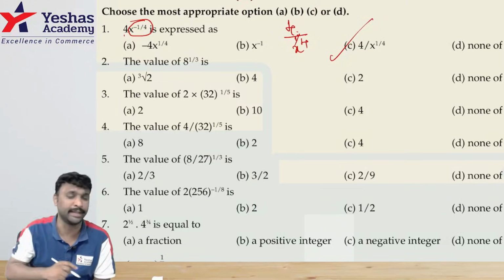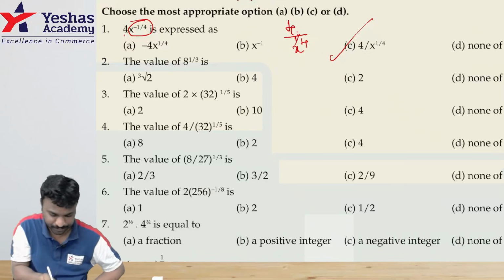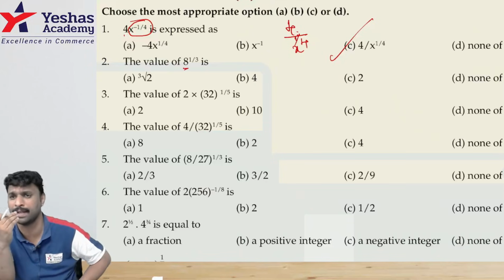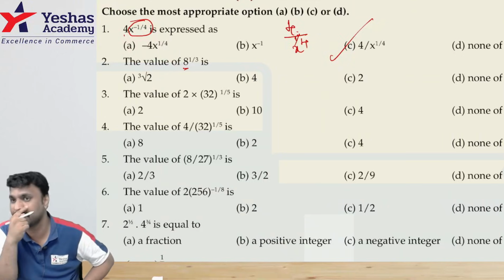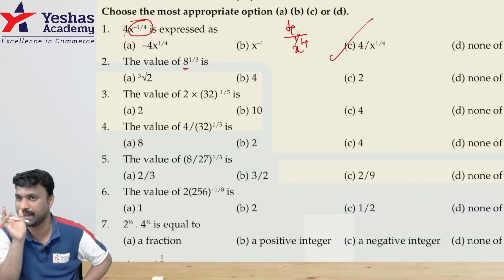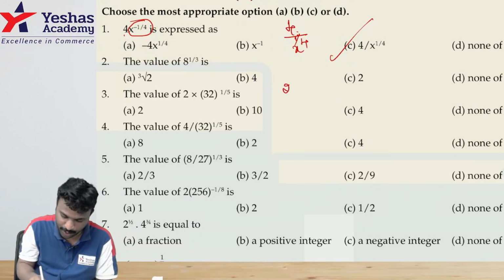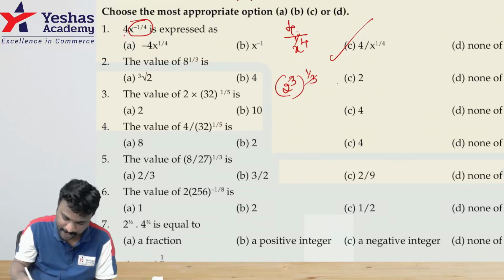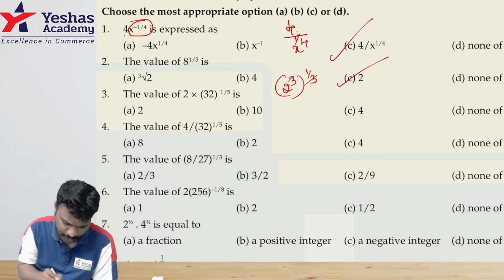Look at the next question. 8 power 1 by 3. I said whenever the base is a composite number in indices, you can always express that in the form of a prime number. In case of a logarithm, the number within the log, if it is a composite number, express that in the form of what? Prime number. So here 8 can be written as what? 2 power 3 and whole power what? 1 by 3. 3 cancel. The value of this is 2. You understood?